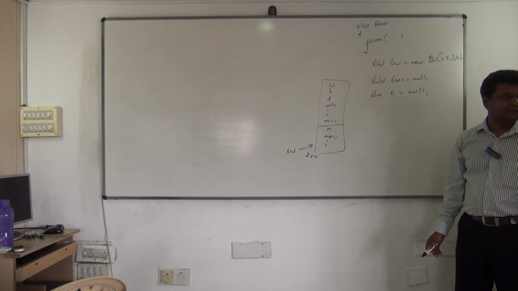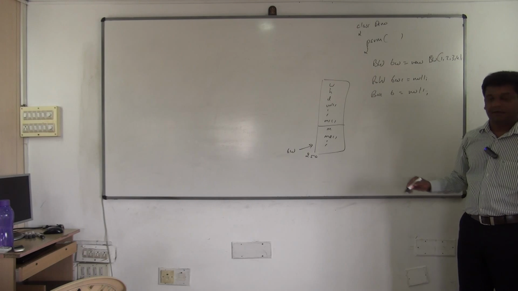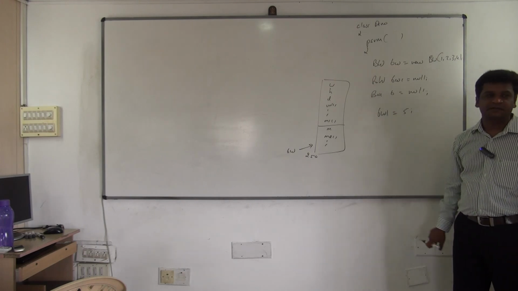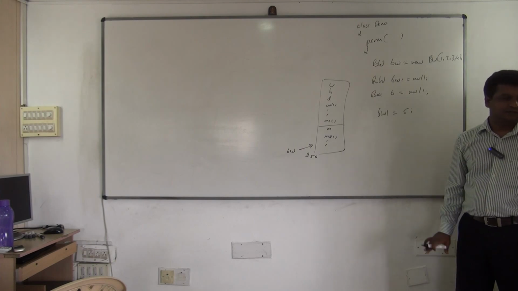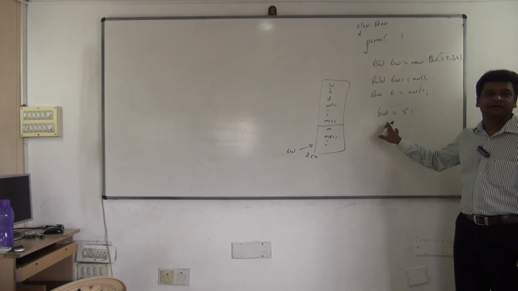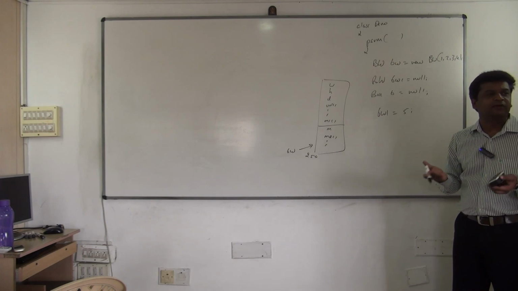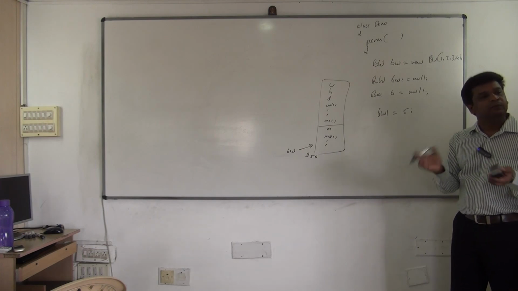First basic rule is what? The variable should be of the same type. So can I write BW1 is equal to 5? Can I give a numerical value to this? Not possible. They should be the same type. Value and variable should be compatible. When the value and variable are compatible, then only you can give the value to a variable.